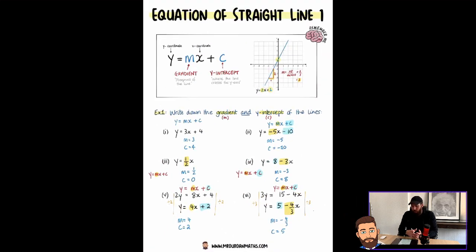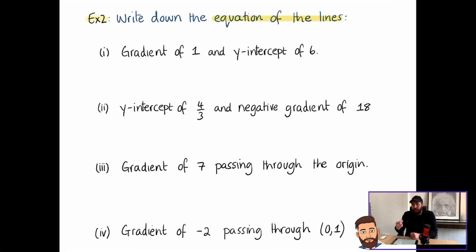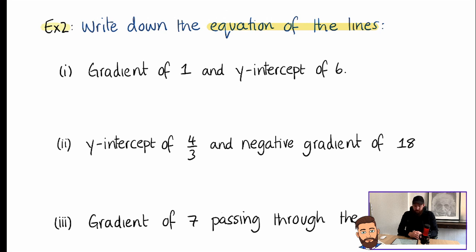Okay, so what we're going to do now, we're going to look at how do we write down the equation of a straight line given the gradient and given the y-intercept. So we have to write the equation. We're not doing what we just did. We're now doing the opposite, where we're writing the equation down. So example 2, write down the equation of the line that has, number 1, the gradient of 1 and a y-intercept of 6. A gradient of 1 and a y-intercept of 6.